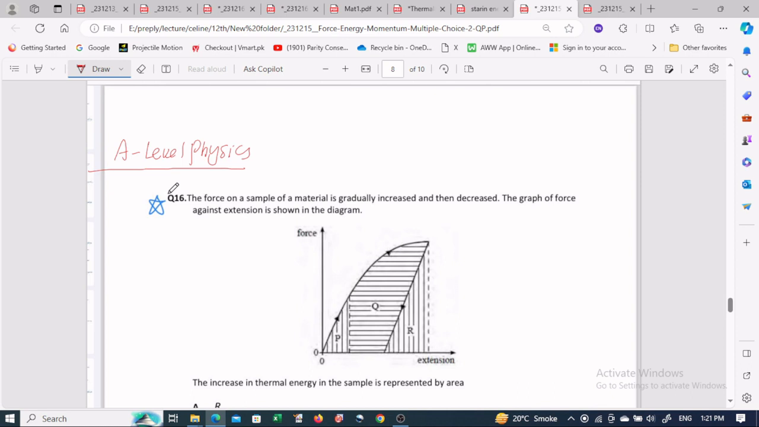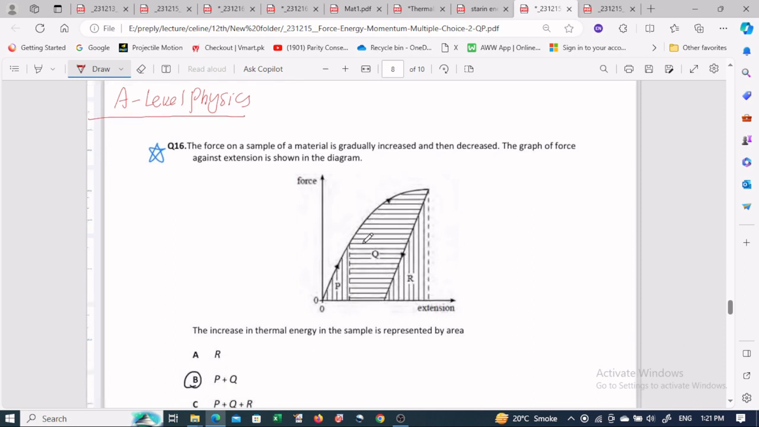In this video, I'm going to solve another A-level physics question that is related to, again, thermal physics. The force on the sample of material is gradually increased and then decreased. So here is the graph between force and extension. When we increase the force on any material, it will extend.